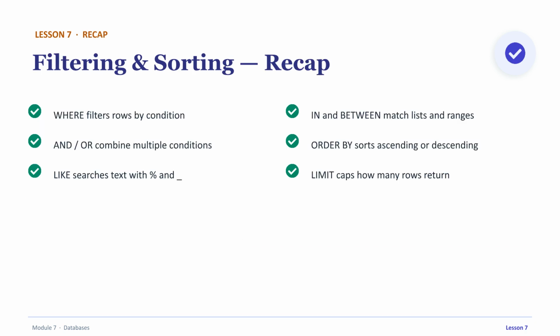Recap. WHERE filters rows, AND and OR combine conditions, and LIKE searches text with percent and underscore wildcards. IN and BETWEEN match lists and ranges. ORDER BY sorts your results, and LIMIT controls how many come back.